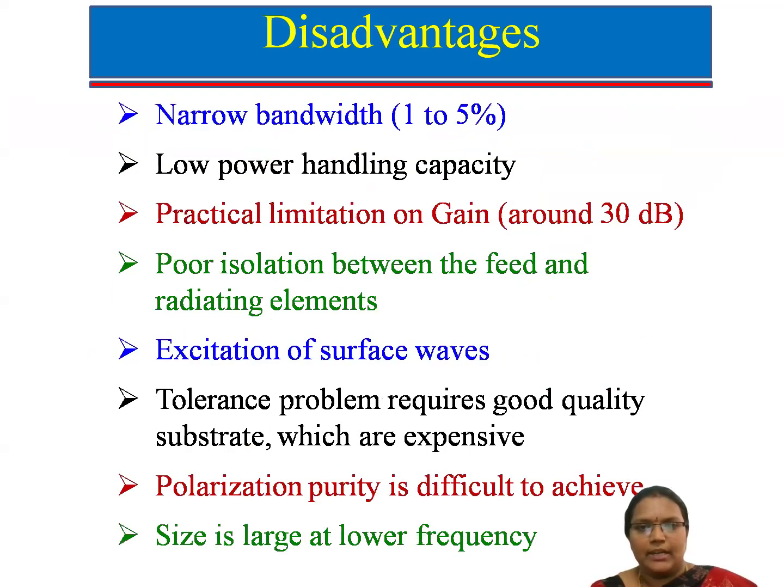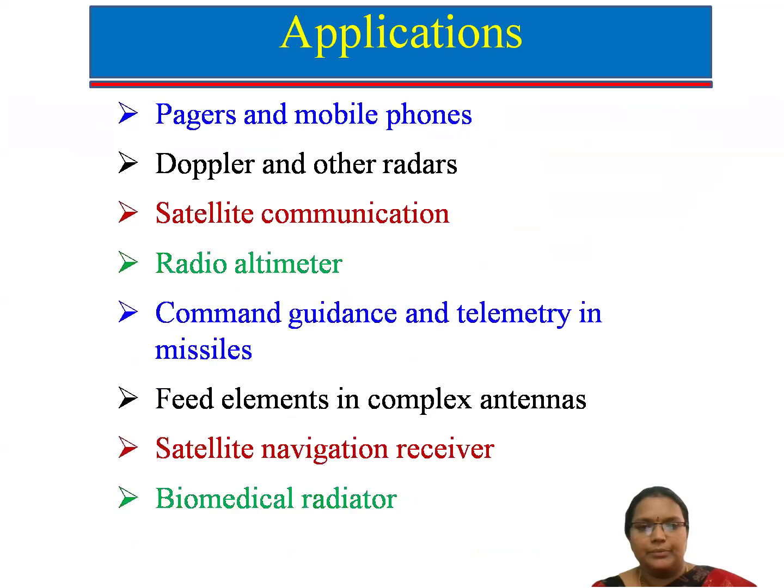Coming to the disadvantages, it has narrow bandwidth, that is from 1 to 5%, low power handling capacity, practical limitation on gain, that is around 30 dB, poor isolation between the feed and the radiating elements, and excitation of surface waves. Tolerance problems require good quality substrate, which is expensive. Polarization purity is difficult to achieve. Size is large at lower frequencies. As it is based on the wavelength, the size of the patch is entirely dependent on the wavelength. For low frequencies, the size will be very large.